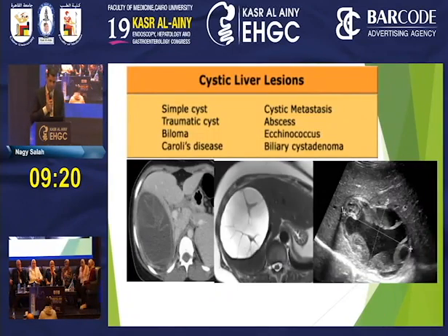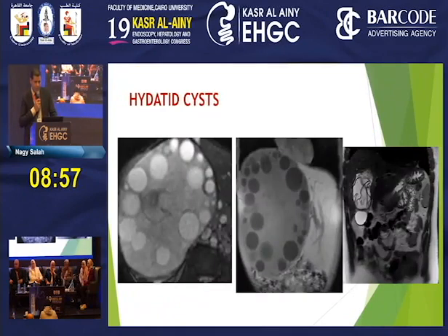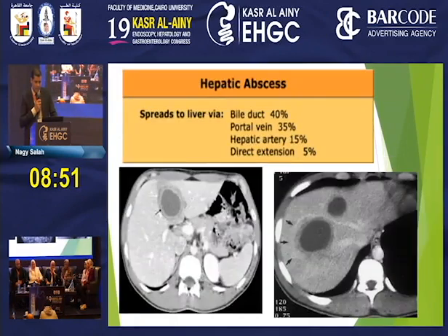Cystic liver disease includes simple cyst, traumatic cyst, polycystic disease, Caroli disease, cystic metastasis, abscess, hydatid cyst, and biliary cystadenoma. Here is a case of hydatid cyst in contrast-enhanced CT and high T2, axial T2 MRI. An ultrasound shows inner daughter cysts with water lily sign. Another case of hydatid cyst with inner daughter cysts and water lily sign.